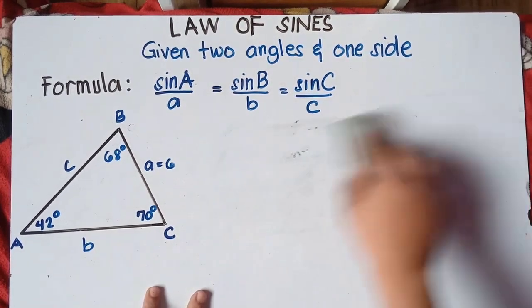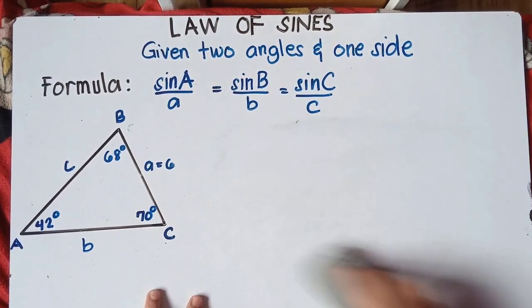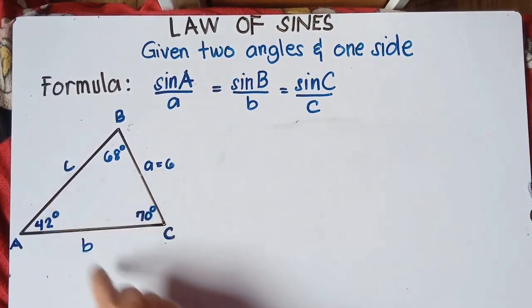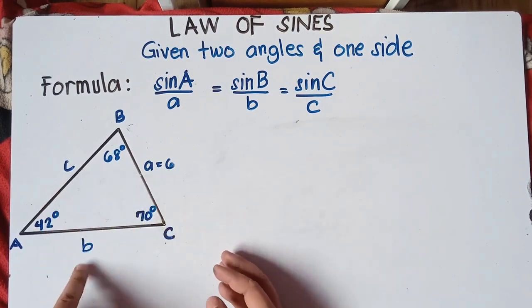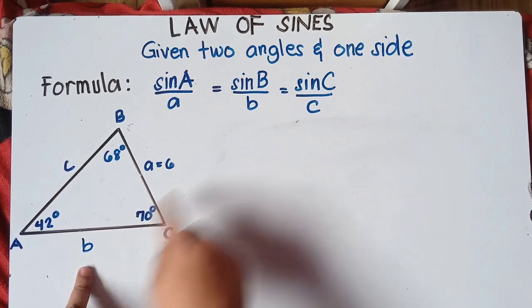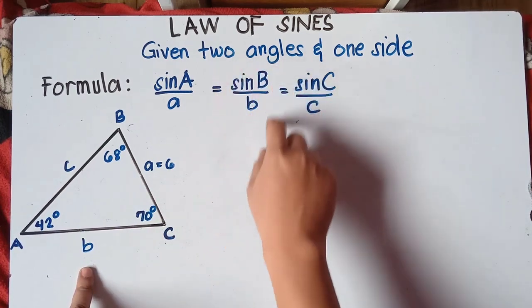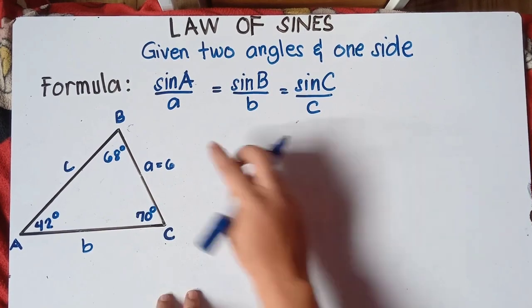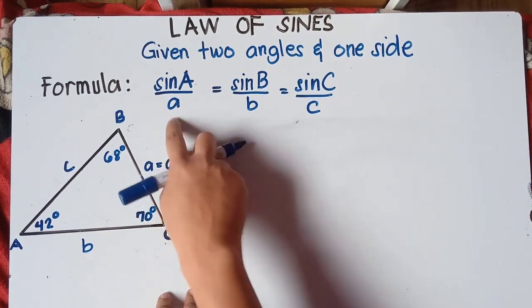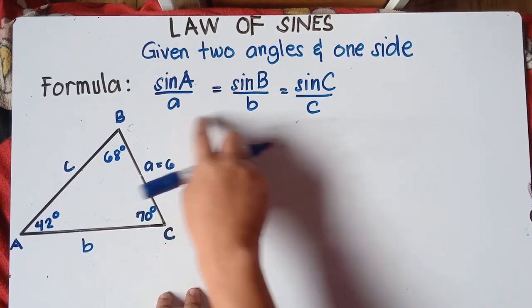Alright, so the next step is we will need to find B or C. It depends on you, class. If you can find B or C, it depends on you. So we will find B. If we will find B, we can use this one because we are told to find this side B. So let us check if we can use sine A over A equals sine B over B.